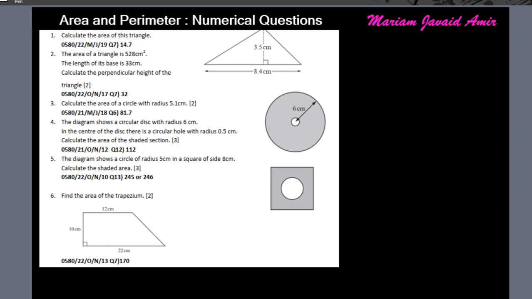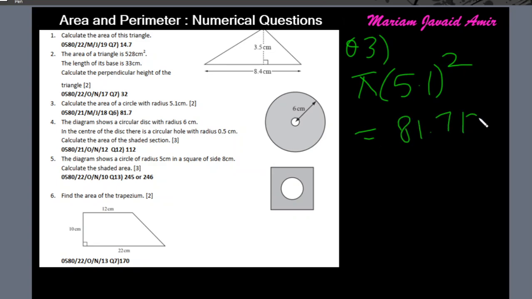Question number 3 now, which says calculate the area of a circle with radius 5.1. That's simply pi r squared, so the radius is 5.1 squared. We'll use the value of pi in the calculator, so the symbol pi times 5.1 squared. I'm getting 81.7128. The final answer has to be rounded off to 3 significant figures, so that is 81.7.